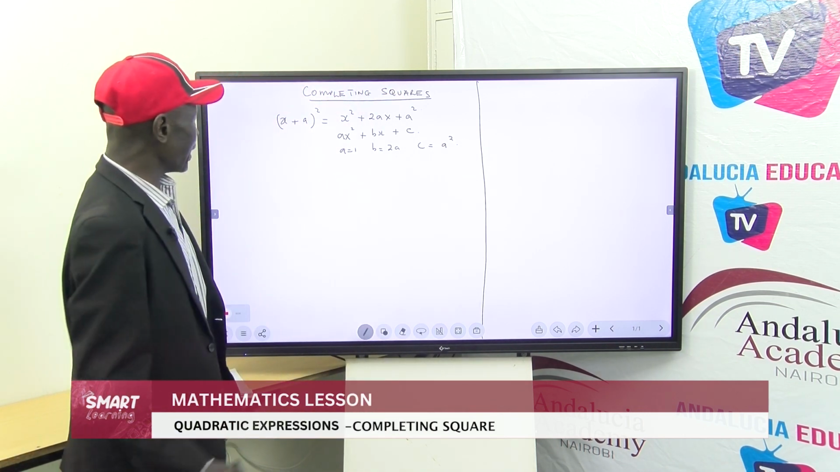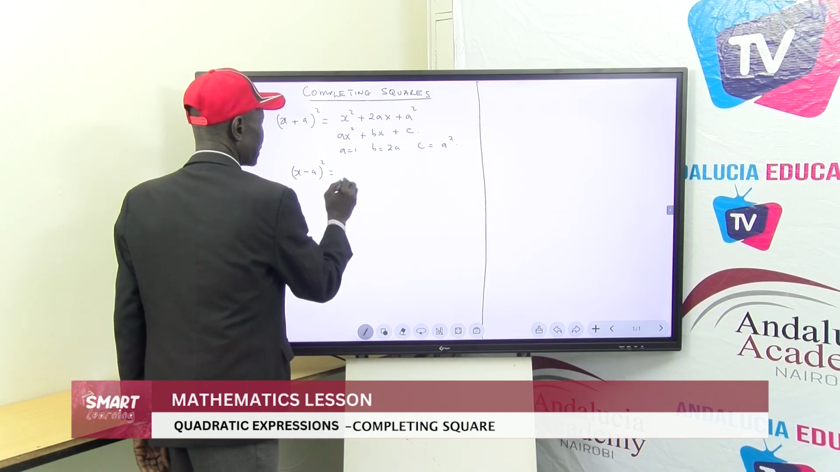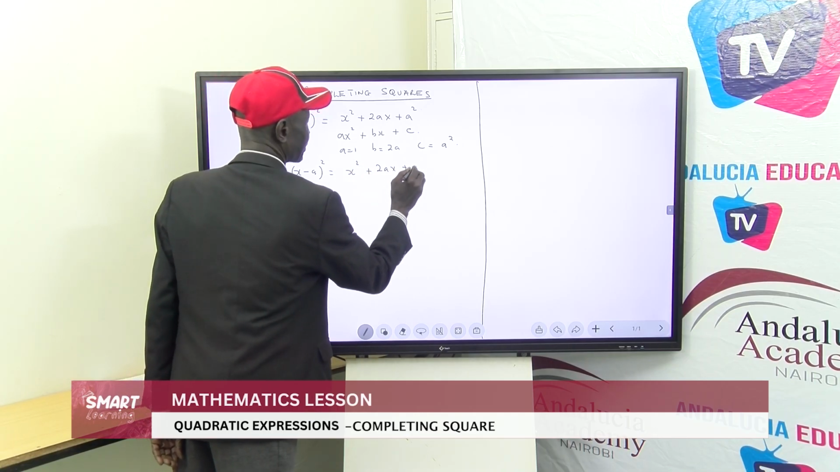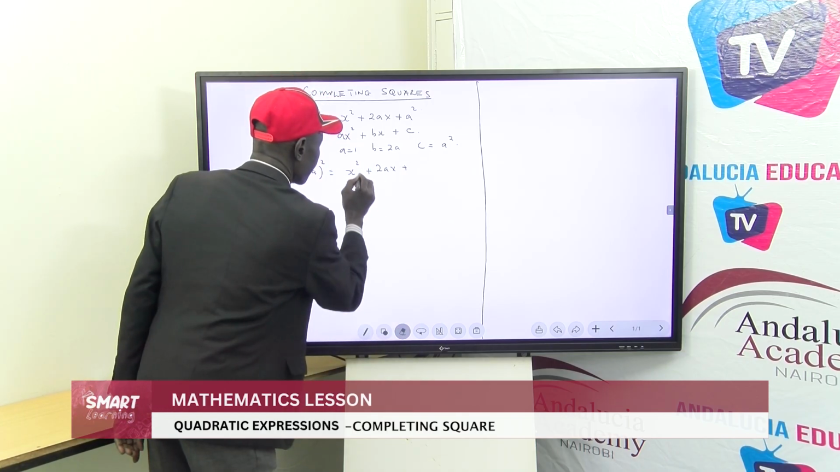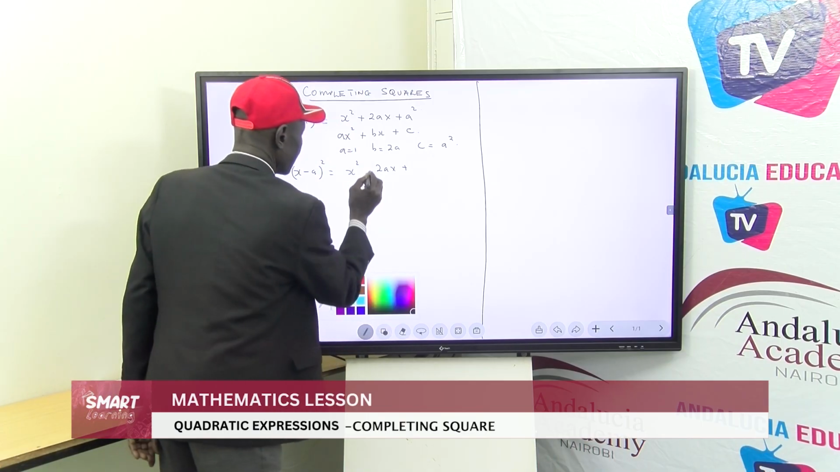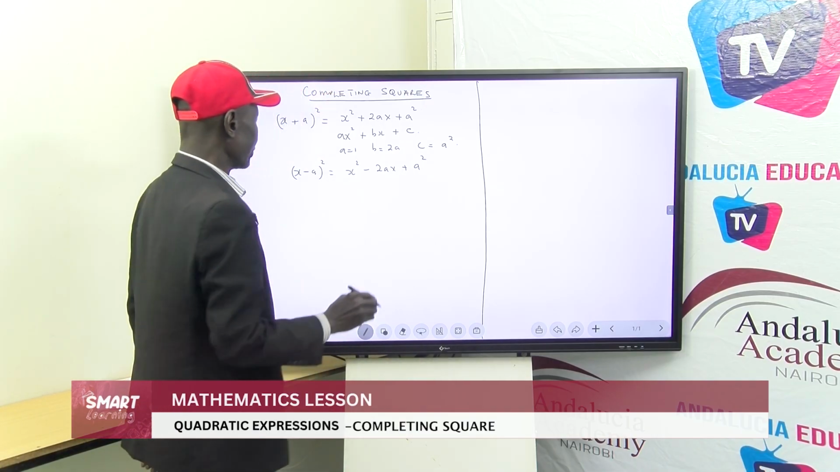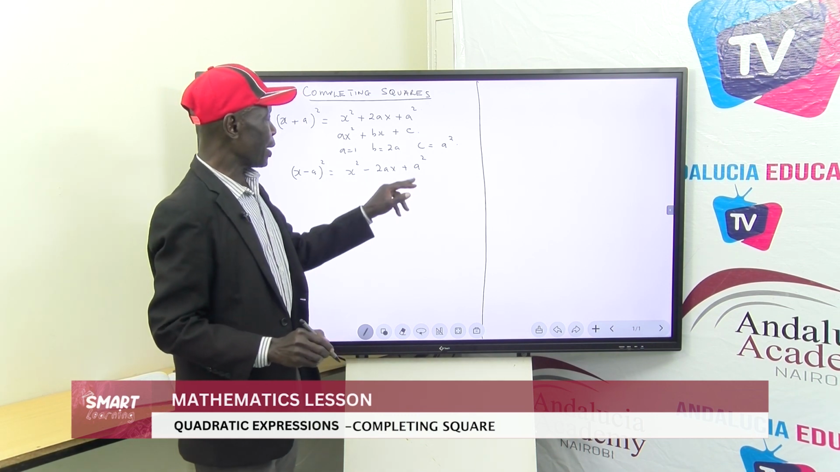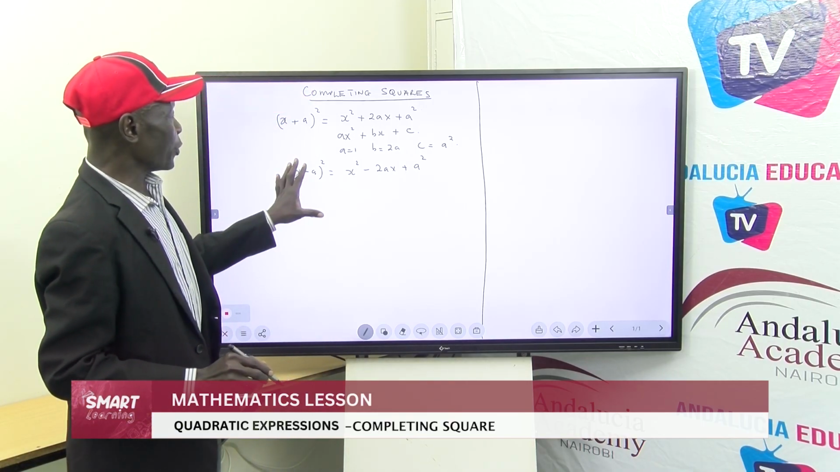The same way, if we had x minus a squared, when I expand, it will be x squared minus 2ax plus a squared. Again, my a is 1. Now my b is minus 2a, and my c is a squared. So this is when we have a perfect square.